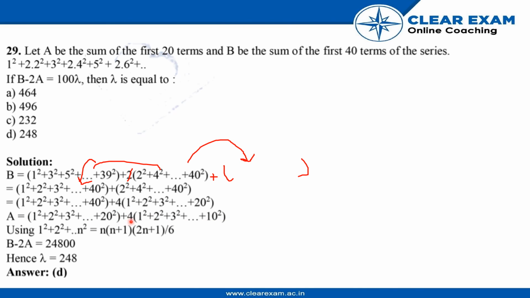Similarly, when you solve for A, you'll get these two brackets, 1 to 20 and 1 to 10, with a 4 coefficient. Now we know that the sum of the first n square terms is equal to n into n plus 1 into 2n plus 1 by 6, right? So when we apply this and put it in this equation, we get the value of B minus 2A as 24800. Now we know 24800 is equal to 100 lambda. So dividing by 100 we get the value of lambda, that is 248.